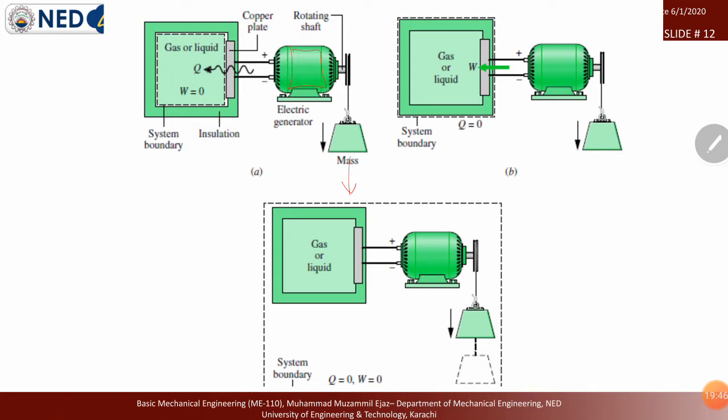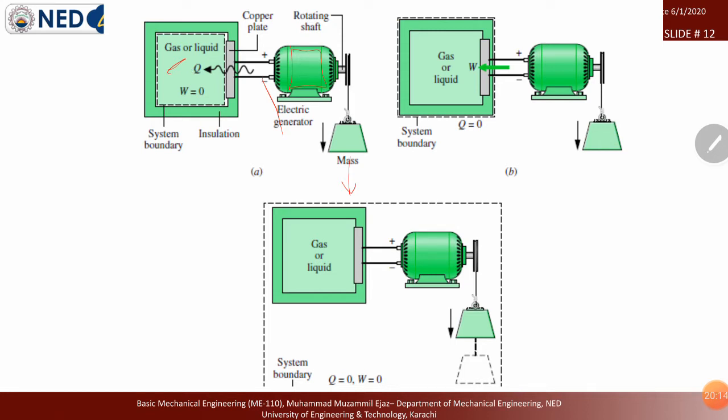In this example, the electricity is used by an electrical heater, which increases the internal energy of a gas or liquid. So in this case, the kinetic energy is converted into electrical energy, and that electrical energy, work, is directly converted into internal energy.